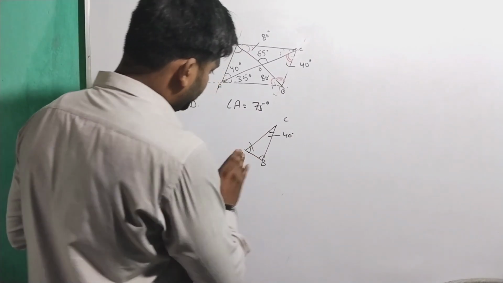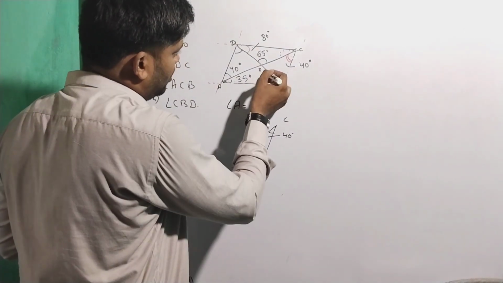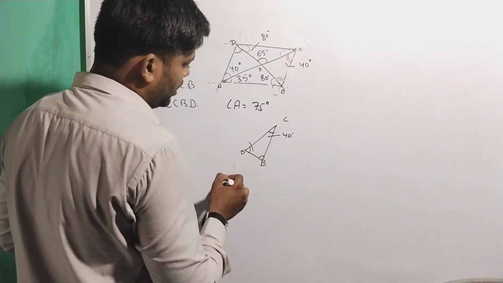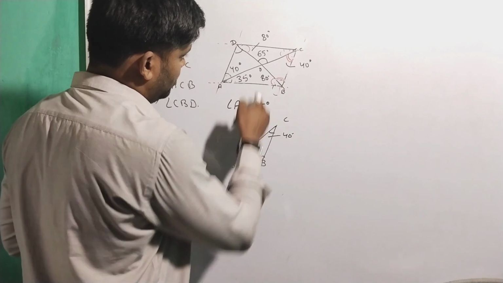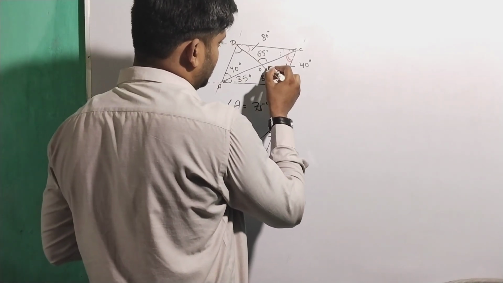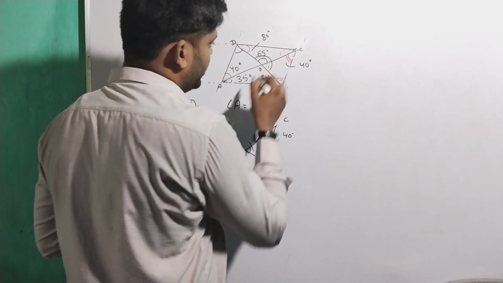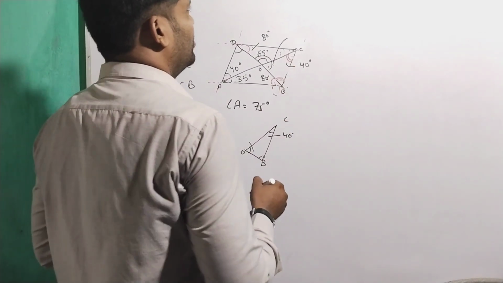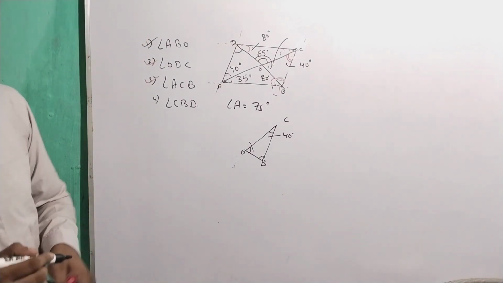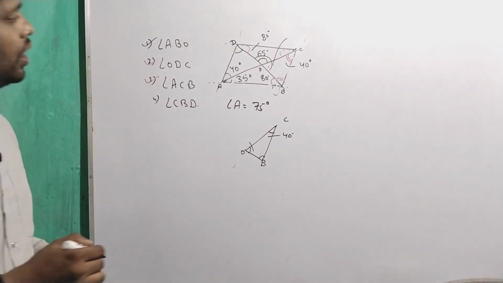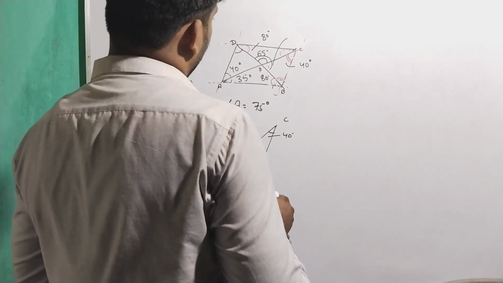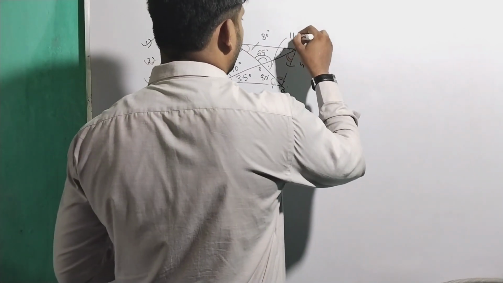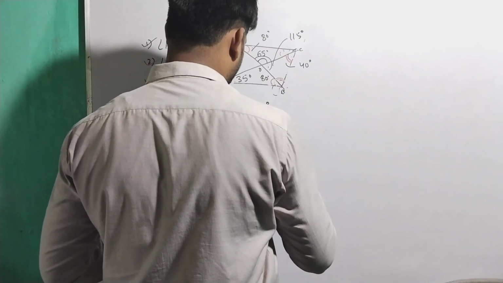So you have to take this small part up to O, because here it is being divided. Okay, you take up to O. Here we don't know the value of this one. This is 65. The total is 180 degrees. If this is 65, this will be 180 minus 65, which is 115. This will be 115 degrees.